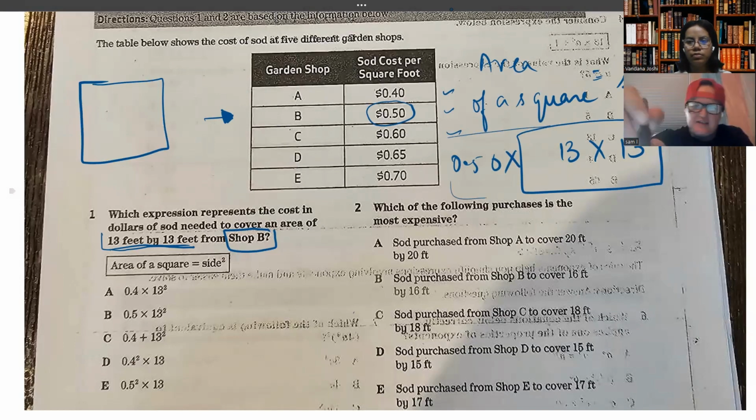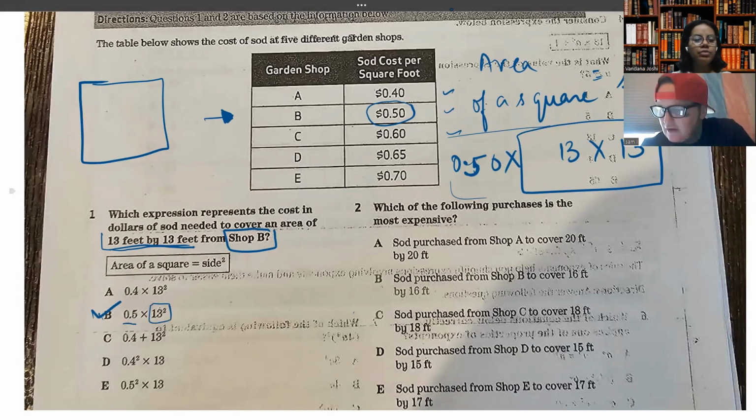So B is your answer. 13 squared is your area, and 0.5 is your cost. So 0.50 times 13 times 13.